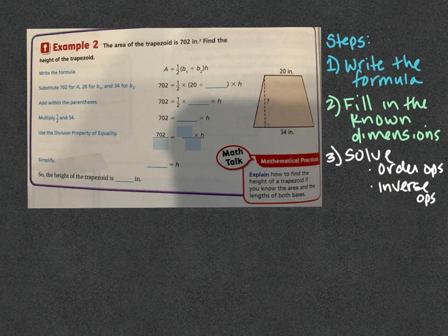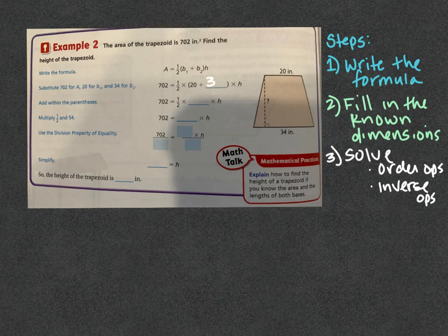The good news is the steps don't change when that happens. You're still going to follow the same steps. Start by writing the formula. So there is our formula. And then fill in the known dimensions. Okay, well this time I know the area, so I'm not going to leave A as A because I know that value. So I'm going to instead substitute 702 in its place. Then the 1/2 is a number already. I have base 1 as 20 and base 2 as 34. Remember how I said it doesn't matter which you call base 1 or base 2. So base 1 is 20 and base 2 is 34.